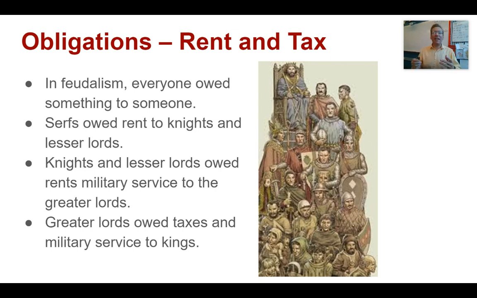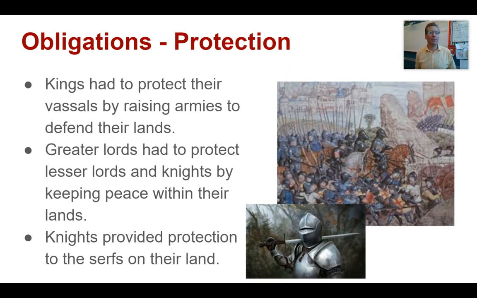Now, obligations. In feudalism, everyone owed something to somebody. Serfs owed rent to knights and lesser lords. Knights and lesser lords owed rents and military service to greater lords. When called upon to fight, they had to fight. That's part of the deal. And great lords owed taxes and military service to the king. The king sits up at the top of this feudal hierarchy.